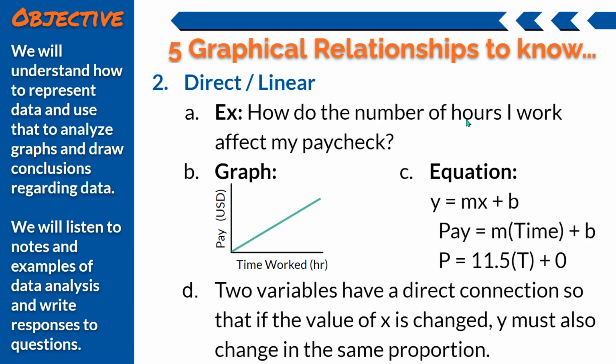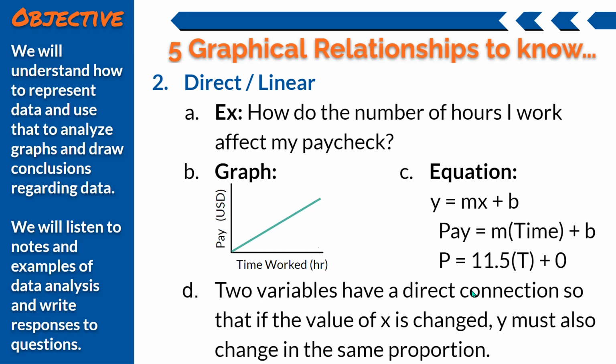The second type of relationship that you need to be aware of is a direct or linear relationship. This graph is exactly what I would expect to see for something that is directly proportional. In this example, I'm using how do the number of hours I work affect my paycheck? For me, this isn't true, but if you're an hourly employee, this is exactly what your data would look like. If you work more hours, you make more money, and that should be the case in a directly proportional way. The two variables have a direct connection, so that if the value of x is changed, y must also change by the same proportion. If I work twice as many hours, I should expect twice as much pay.